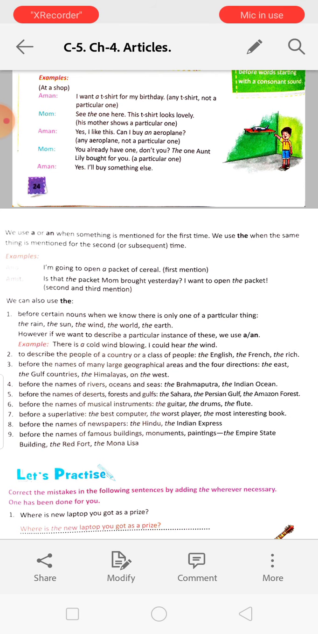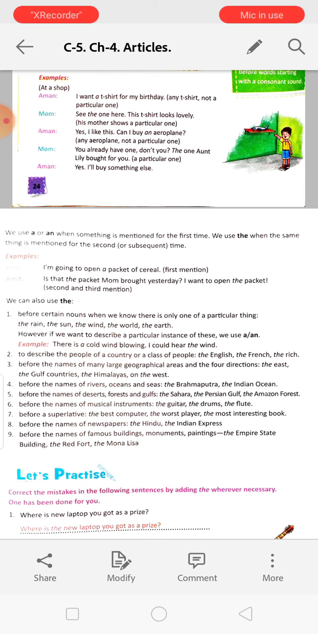Before the name of a musical instrument. Before writing any musical instrument, we can use the over there. For example, the guitar, the drums, the flute. Before the superlative: the best computer, the worst player, the most interesting book. So before the superlative degree, we use the.